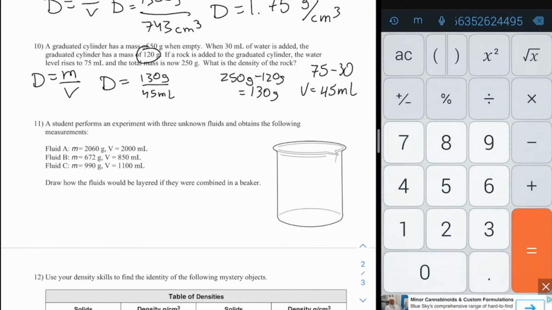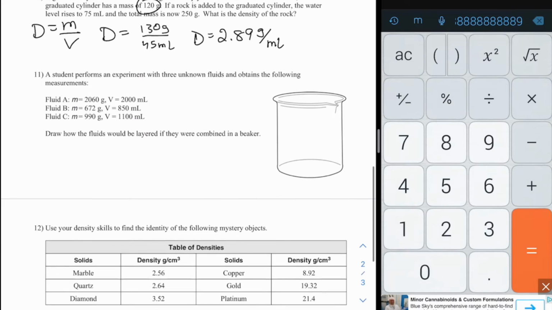So now I can do my density, now that I know those two values. Density equals 130 divided by 45, which is going to be 2.89 grams per milliliter. That is the density of that rock.